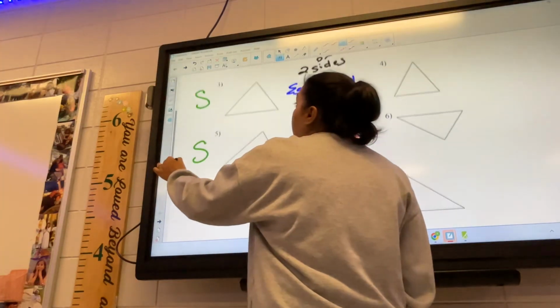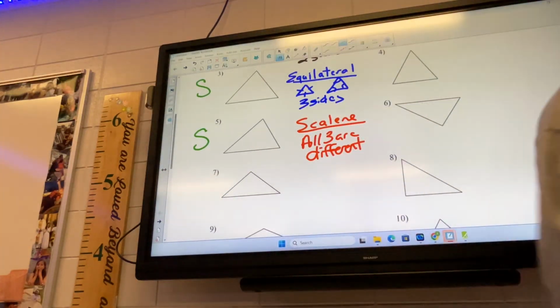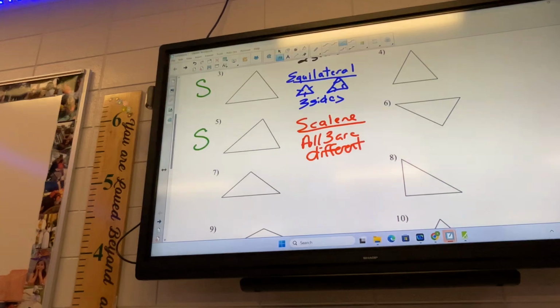Number 5. Yeah, sorry. What did I say, 7? Okay, 7. What does that look like? 7, what does it look like to you? It is an isosceles.